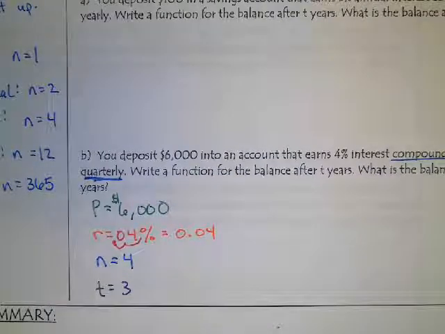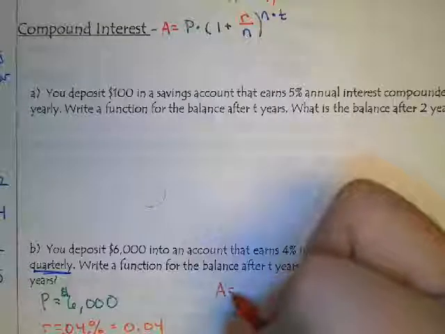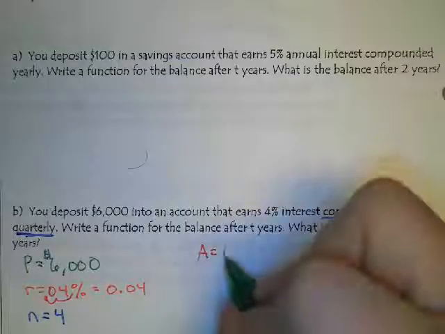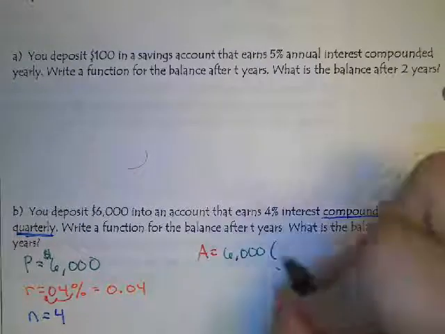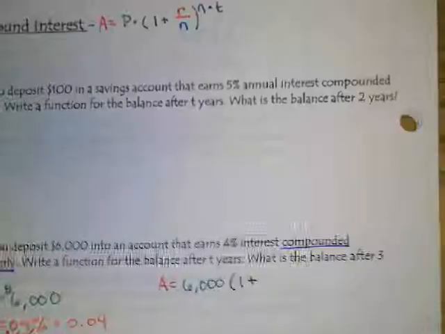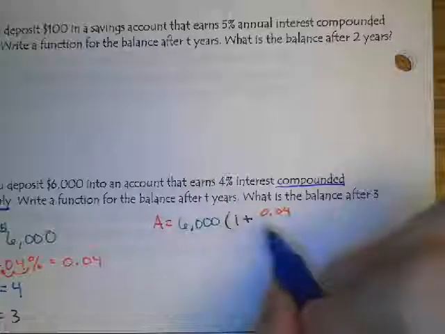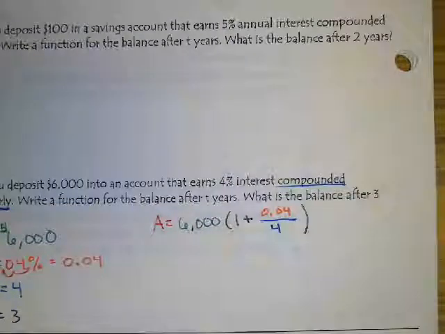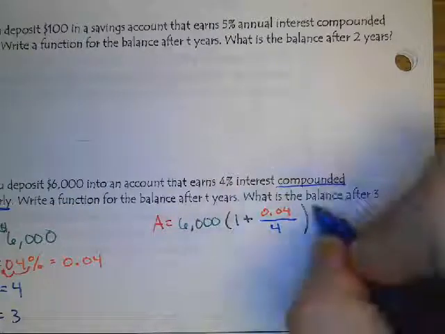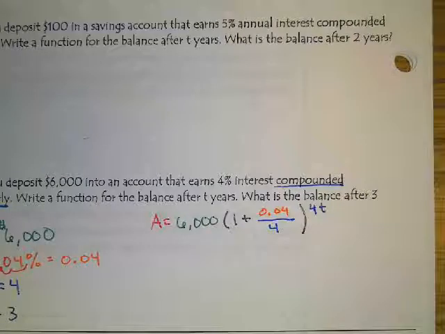Now we just build this equation. I'm plugging in to this equation up here. So I have A is equal to my starting amount, $6,000, times 1 plus my rate, 0.04, divided by my compound, 4. Then I'm going to raise all of this up to the 4, and then we'll use our variable t for now, 4t. That's what the function will look like.